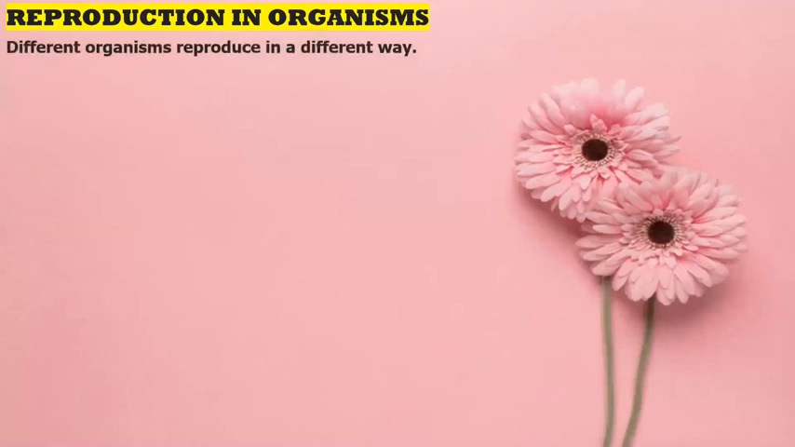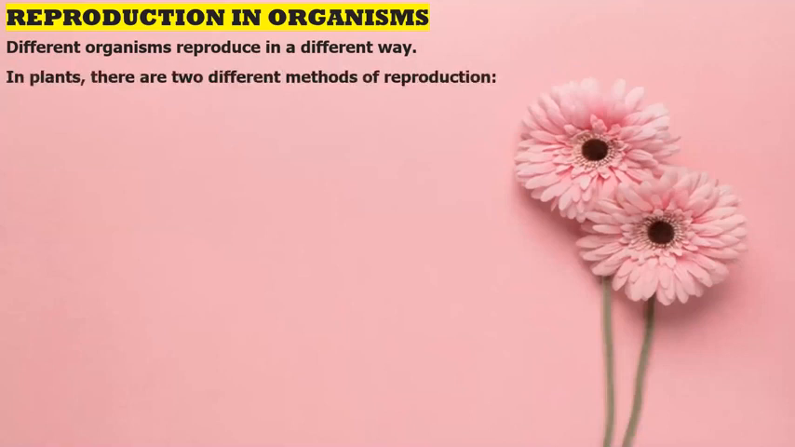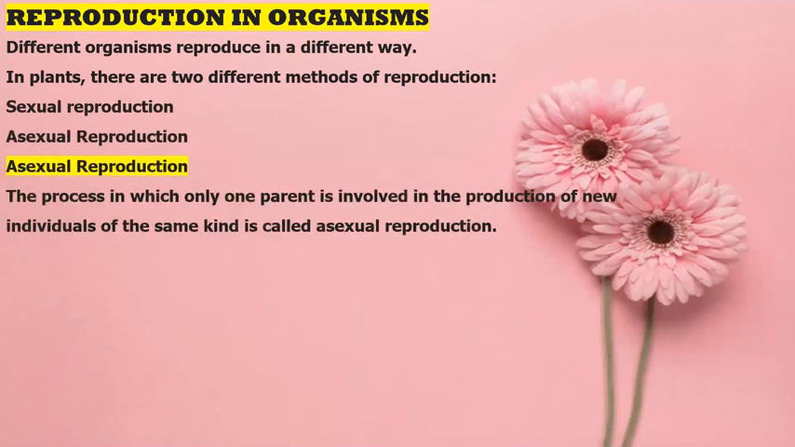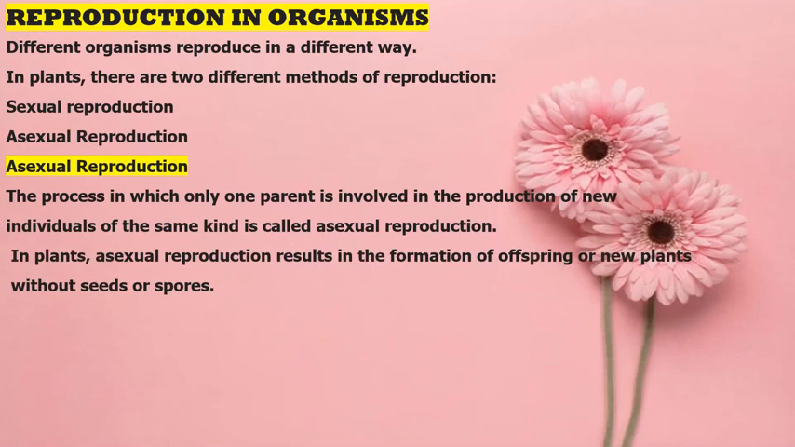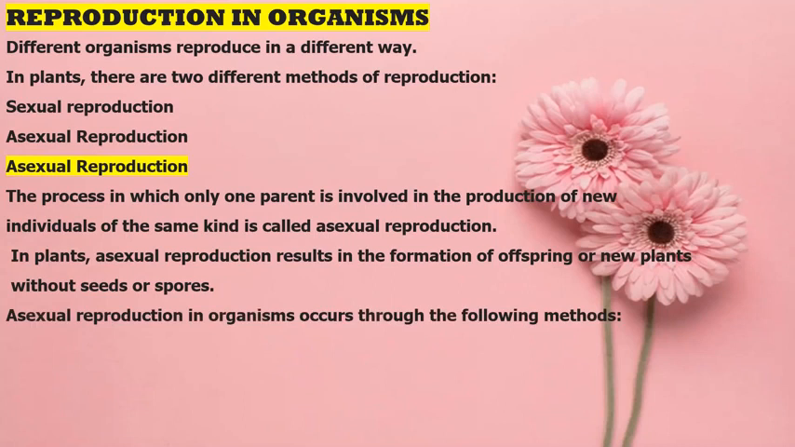Different organisms reproduce in a different way. In case of plants, there are two different methods of reproduction: sexual reproduction and asexual reproduction. Let's talk about asexual reproduction, the process in which only one parent is involved in the production of new individuals of the same kind is called asexual reproduction. In plants, asexual reproduction results in the formation of offspring or new plants without seeds or spores. Asexual reproduction in organisms occurs through the following methods. These methods are fission, budding, fragmentation, and spore formation.